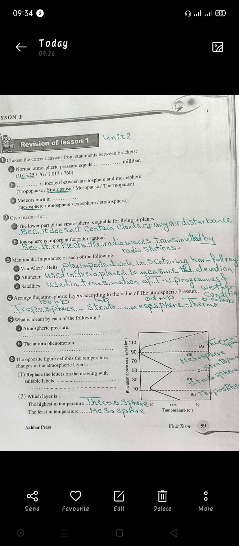If we answer this question from the top: A, thermosphere; B, mesosphere; C, stratopause; D, stratosphere; and E, troposphere. Point number 2 in this question asks which layer is the highest in temperature. Yes, the thermosphere is the highest in temperature, and the temperature at its top equals 1200 degrees Celsius, which is represented on the figure by label A. The least temperature is in the mesosphere layer, whose temperature at its top equals minus 90 degrees Celsius, which is referred to in the figure by letter B.